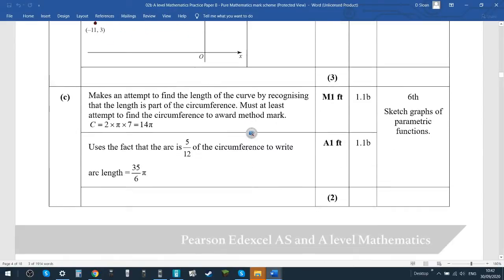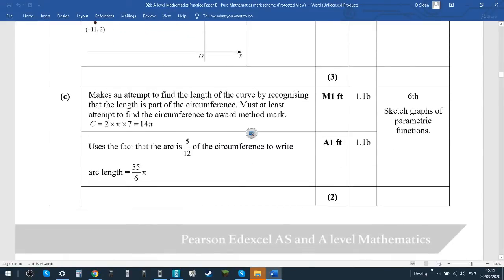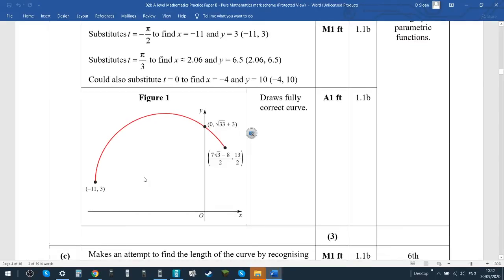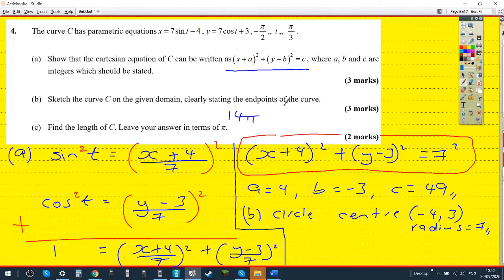Hold on. There's something we didn't take into account. The domain and range. -11, 3 is one end. The other end only goes to pi over 3. Right. So what are the coordinates you get?